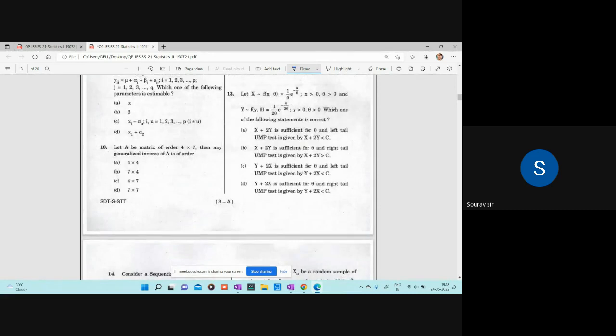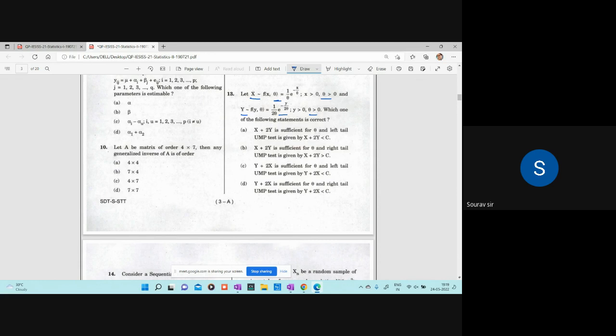Okay, this UMP test. A single sample is given. For x, the distribution is this. For y, the distribution is this. And for both cases, the parameter theta is greater than 0, and the range of both x and y is from 0 to infinity.